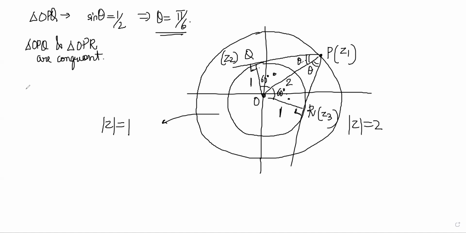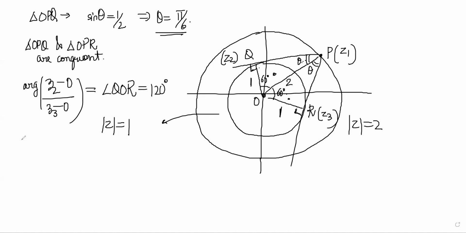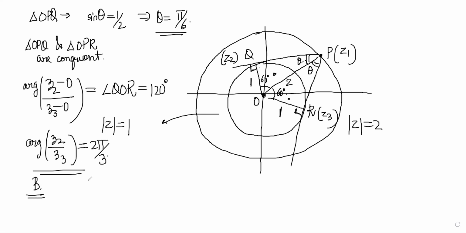So now we can say argument of (Z2 minus 0) by (Z3 minus 0) is the same as angle QOR, and that is equal to 120 degrees. So we get argument of Z2 by Z3 is equal to 2 pi by 3. So that confirms for us option B. Option B is correct.